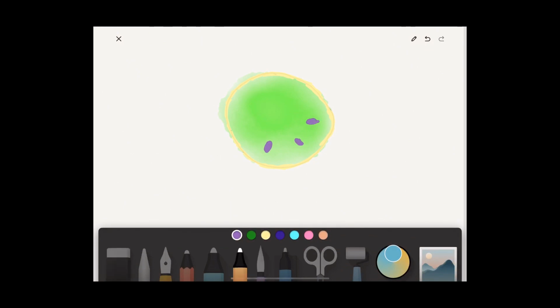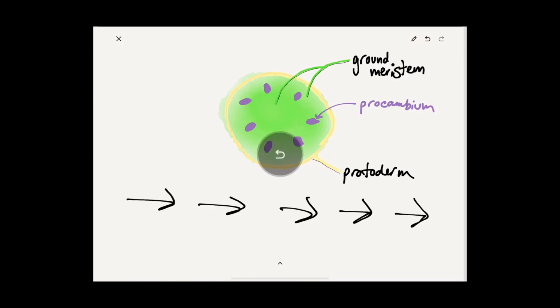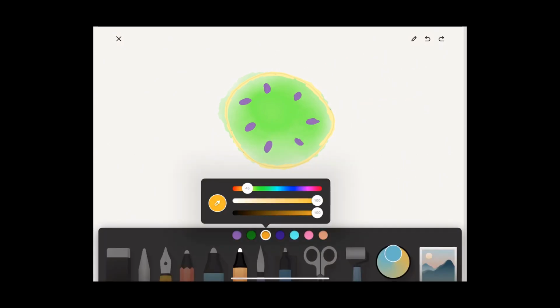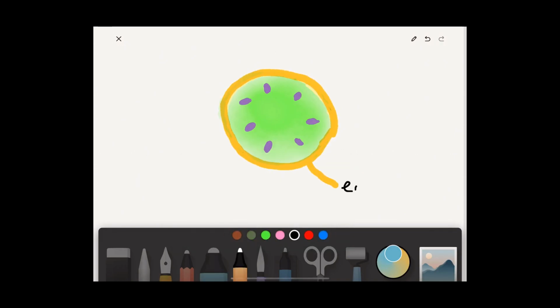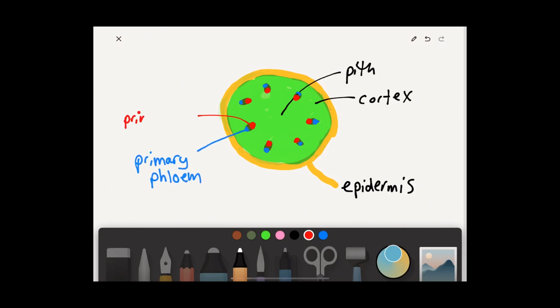The young shoot apical meristem shows exactly 3 meristematic layers that are derived from the shoot apical meristem. Those are the ground meristem, procambium, and protoderm. Over time, those 3 layers will continue to develop. The protoderm will become the epidermis, the ground meristem will become both pith and cortex, and the procambium will become primary phloem and primary xylem.